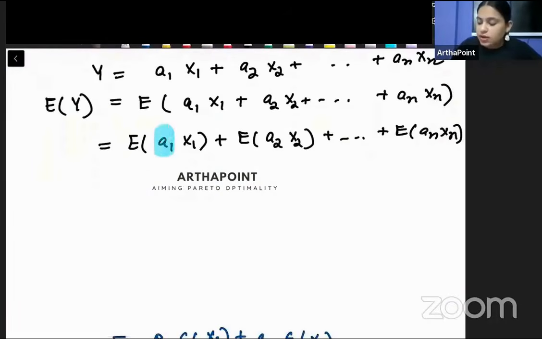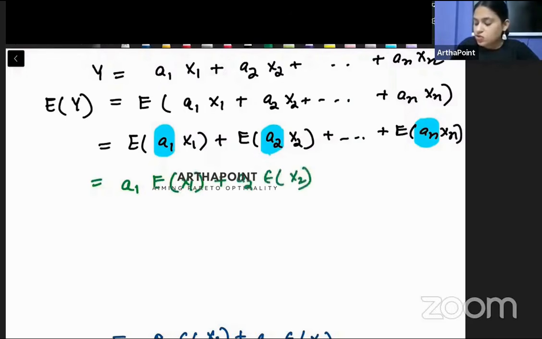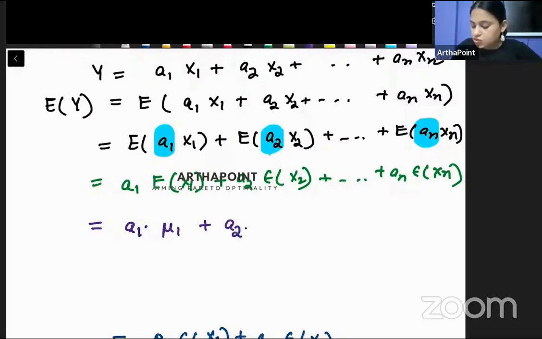So in this case, we follow exactly the same property. So beta these a1, a2 till an, these are constants. So agar ye constants hain, what I can go ahead and do, I can bring these constants out. So this will be a1 E of x1 plus a2 E of x2 and so on till an E of xn. और बेटा E of x1 क्या है? mu1. It's the mean of x1. So I can write this as a1 into mu1 plus a2 into mu2 and so on till an into mu n.